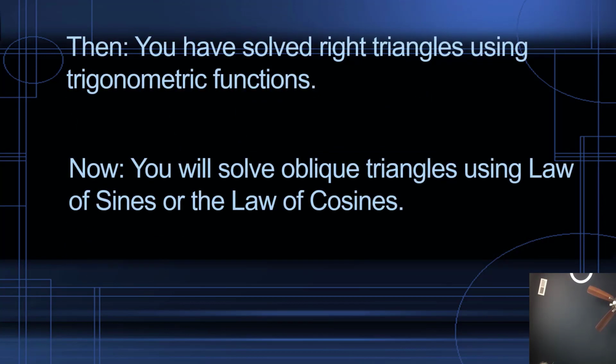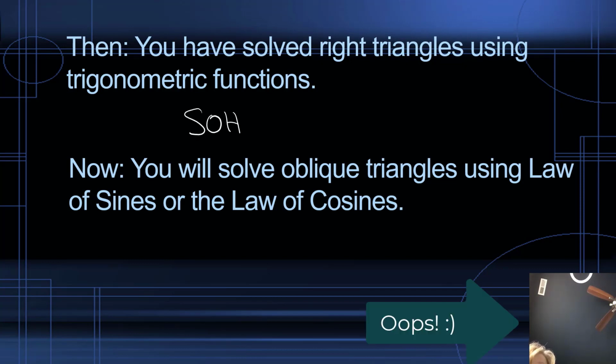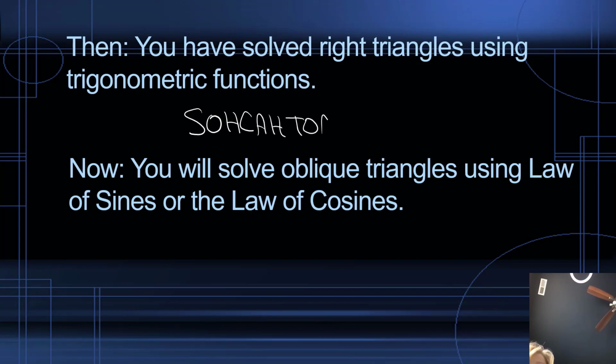So you've already learned how to solve right triangles using trigonometric functions. If you remember SOHCAHTOA, that's basically what we used at the end, and you were able to solve any right triangle that you were working with. Now you're going to learn how to solve oblique triangles using the law of sines or the law of cosines. And so we're just going to jump right in.